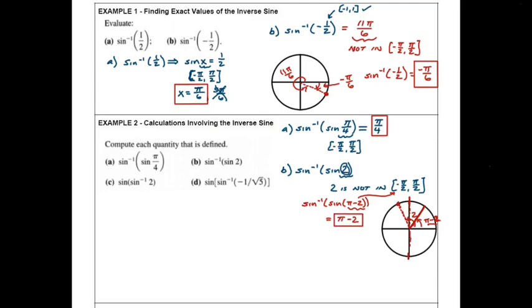So the process here would be, if it's not something that I can evaluate, see if I can rewrite it as something that would have the same value so that I can use the property that sine and sine inverse are functions that undo one another.